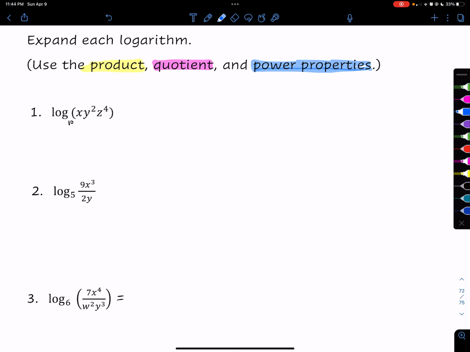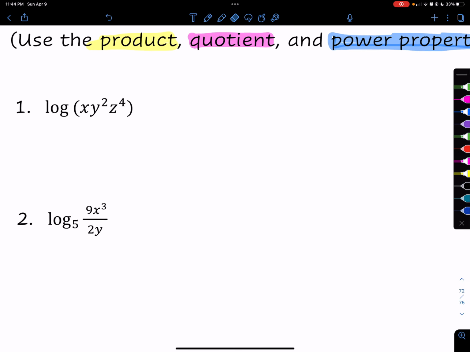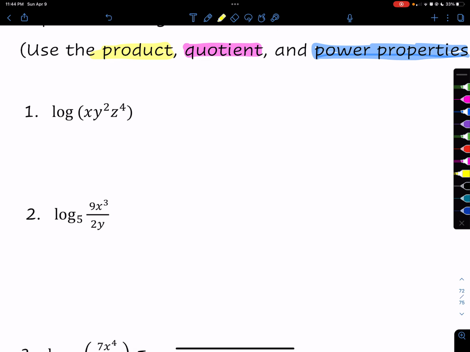I have log base 10. Now, 10 is not something they usually write, so we have to understand that that's a log base 10. I have log base 10, and then in parentheses, I have x, y squared, and z to the 4th. Well, x is being multiplied to y squared, which is being multiplied to z to the 4th. So that means that all 3 of these have something to do with the product property.